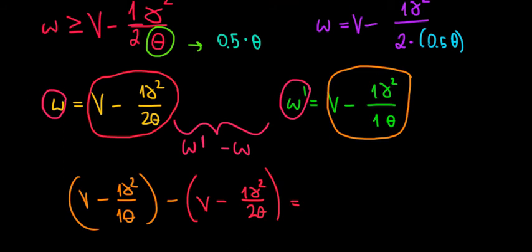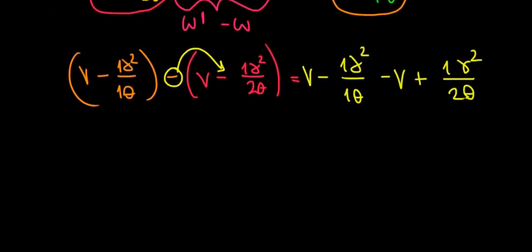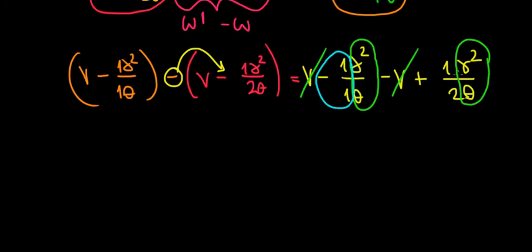Let's work out the math to see what we get over here, and we will have V minus 1 gamma squared divided by 1 theta minus V, and then minus becomes a plus, so plus 1 gamma squared divided by 2 theta. Now what do we have? V minus V cancels out, and we have here gamma squared over theta, and here we also have gamma squared over theta, but the coefficients are different. Over here we have the coefficient of minus 1, and here we have plus a half. Now minus 1 plus a half is equal to minus 1 over 2. So minus 1 over 2 multiplied with gamma squared divided by theta.